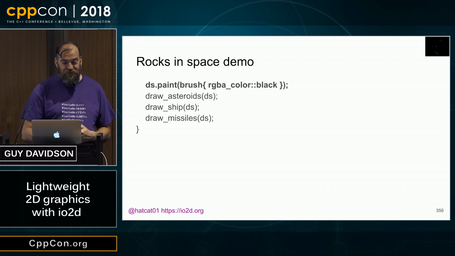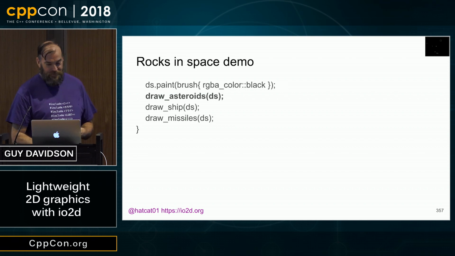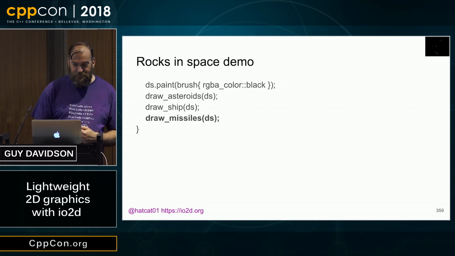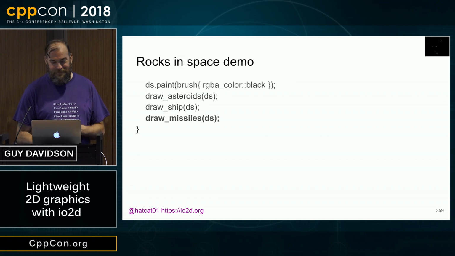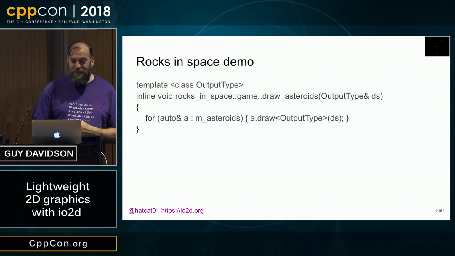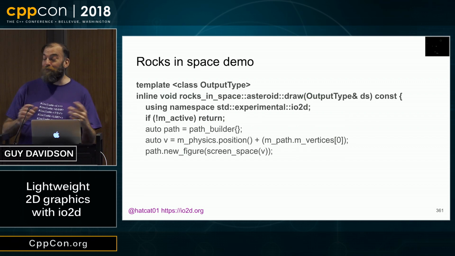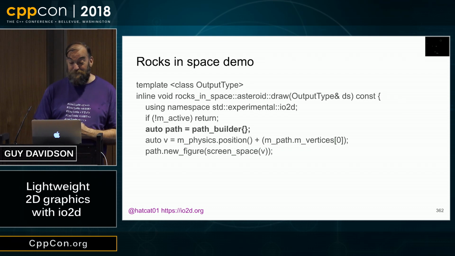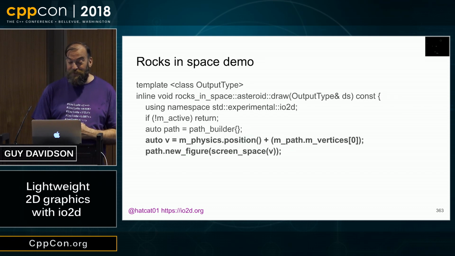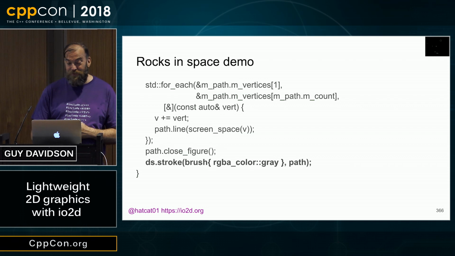So let's look at the drawing functions. So there are 4 things to draw. The background, the asteroids, the ship, and the missiles. The background is trivial again. Black this time. The asteroids are a little more interesting. So we check if the asteroid is active. Once it's been destroyed, then it's inactive and it doesn't get considered for interaction. So we create a path builder, start a new figure at the position of the asteroid, offset by the first vertex. And then we iterate through the vertices, close the figure, and stroke it.